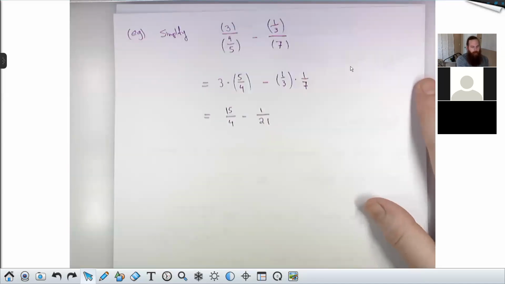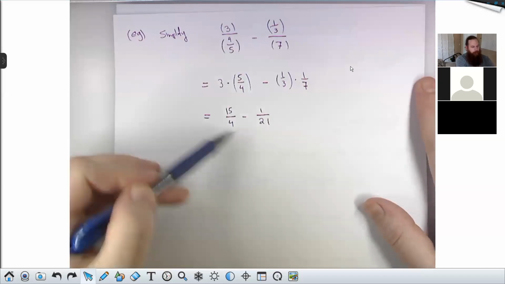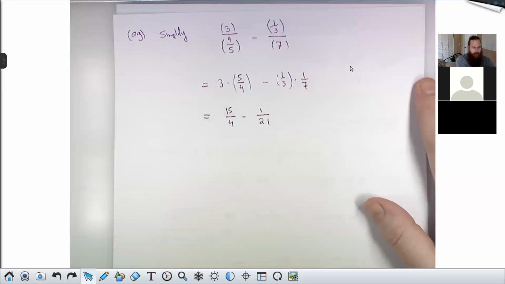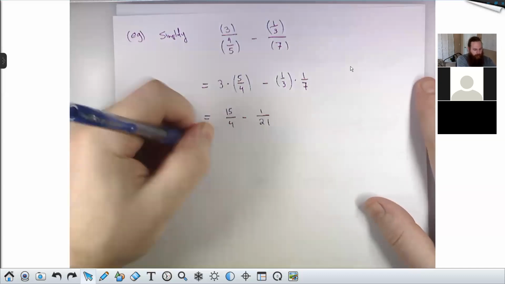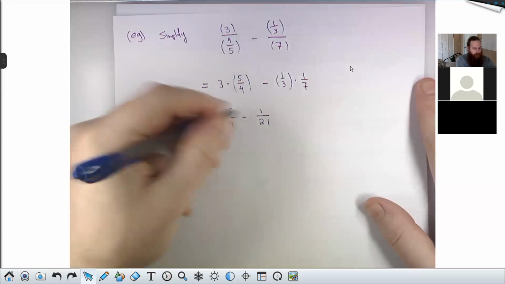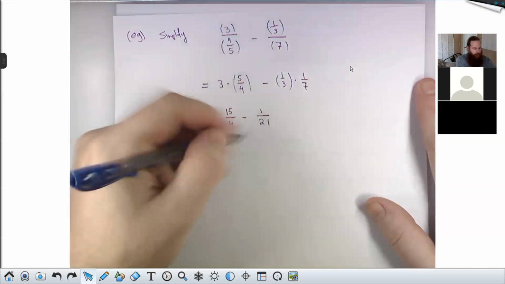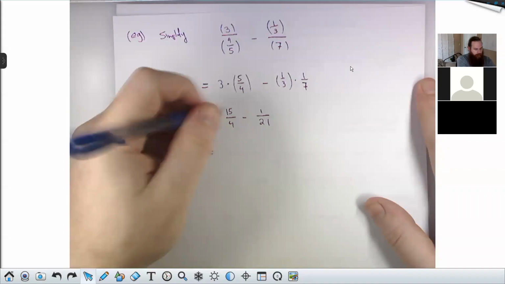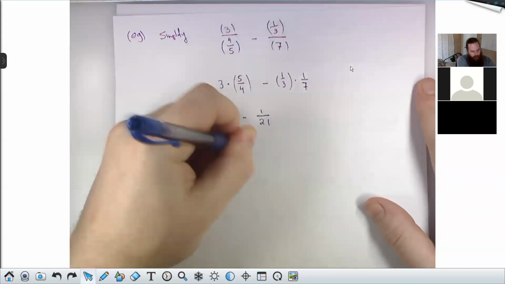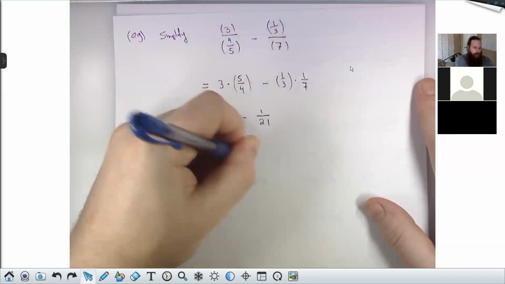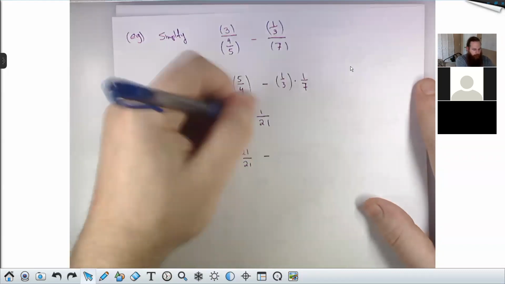And then if I wanted to combine these into a single fraction, I would need a common denominator. Now 4 and 21, I don't think they share any factors. 4 is 2 squared, 21 is 3 times 7. So the only choice for a denominator there would be 4 times 21. So I'll multiply this guy by 21 over 21. And then I'll multiply this guy by 4 over 4.